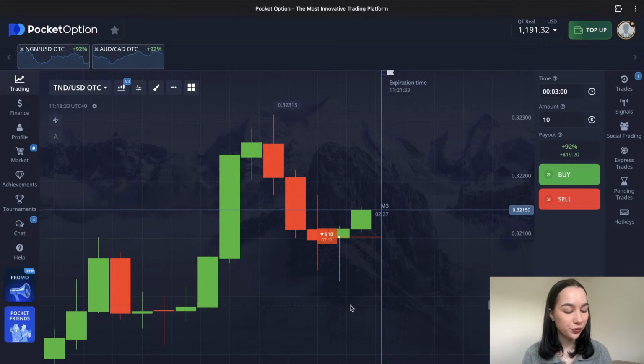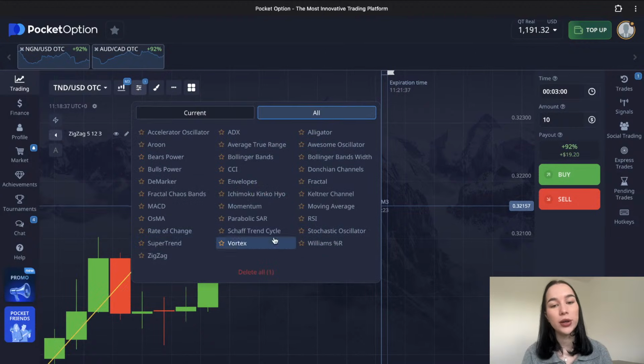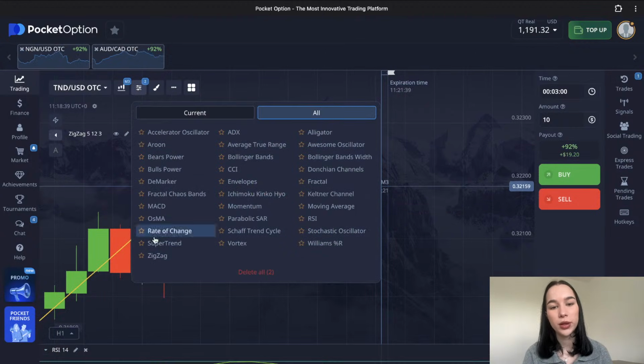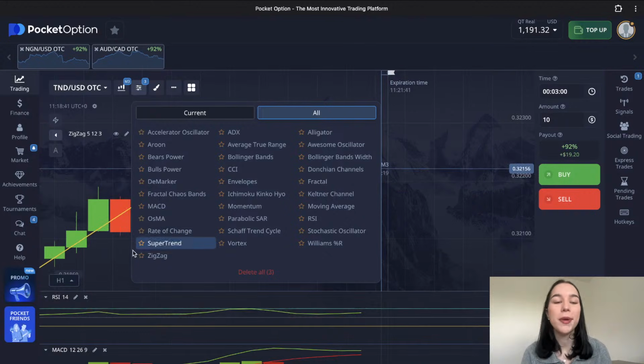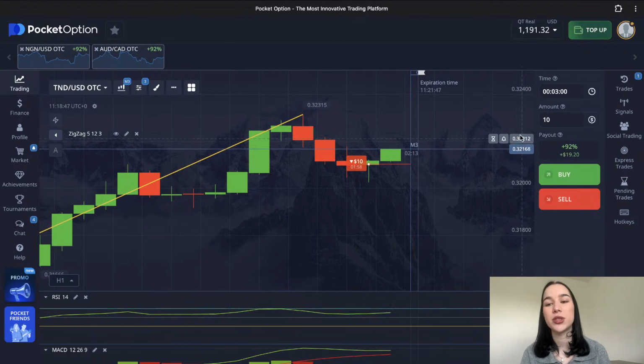So yeah. As you can see here, now we got some reversal. It's fine. Okay, so I'm gonna show you one of my favorite strategies, of course. It's RSI, MACD, and zigzag. We just add it for understanding support and resistance levels.